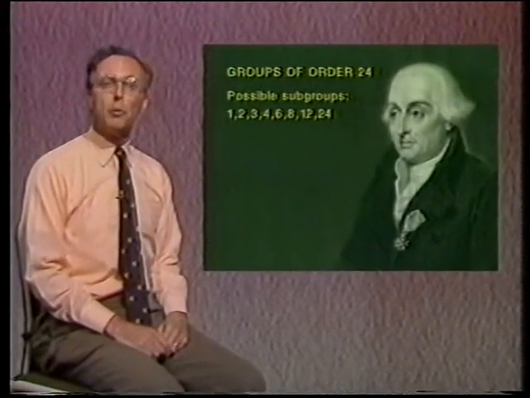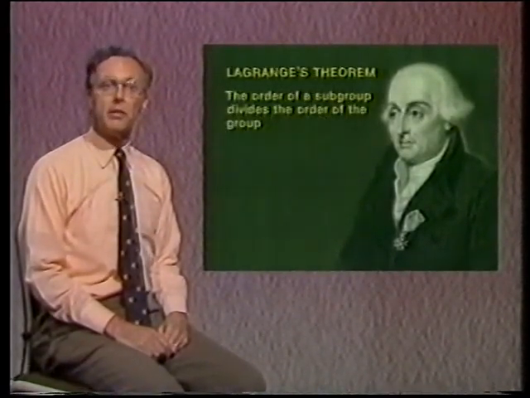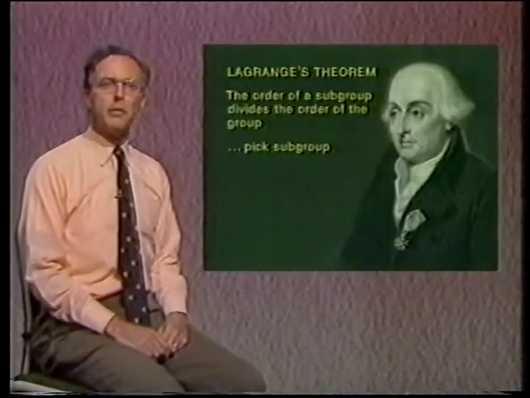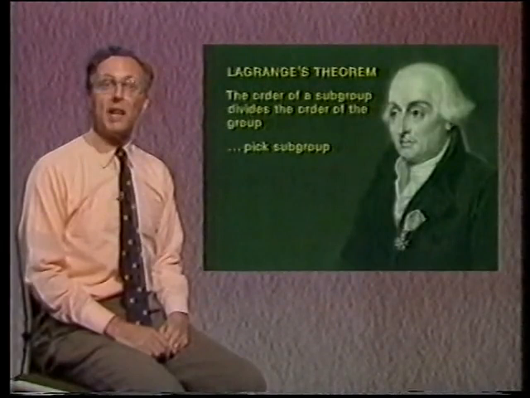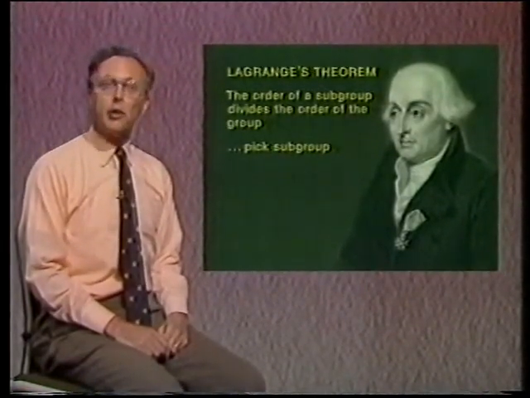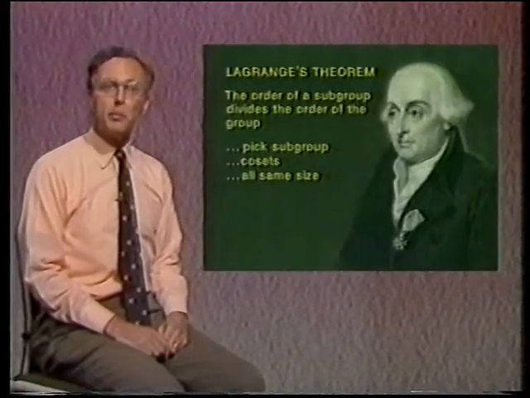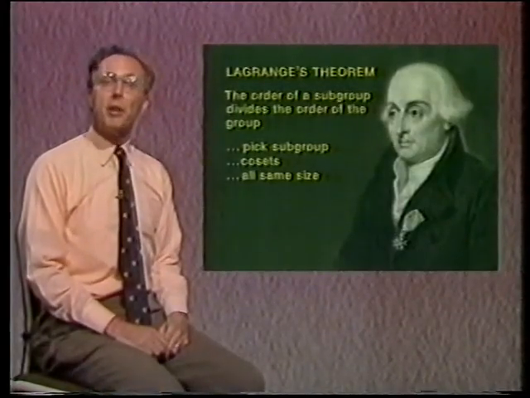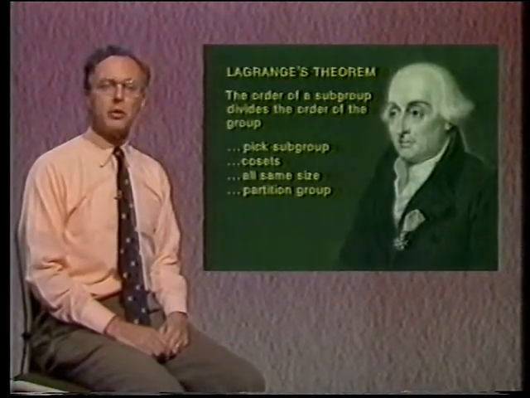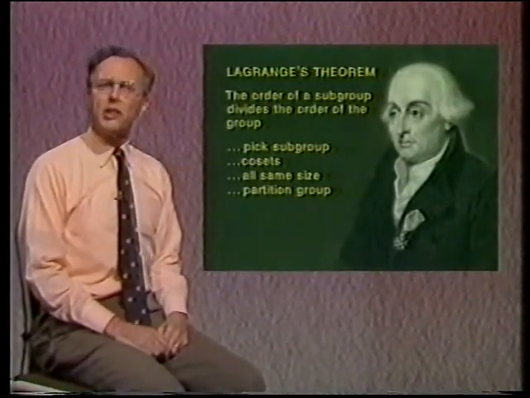You'll be seeing an informal proof of Lagrange's theorem later. The basic strategy is, first pick a subgroup, then compute some subsets of the group called cosets. These cosets all have the same size as the subgroup, and they partition the group in a way that makes Lagrange's theorem an obvious consequence. So just what is a coset?